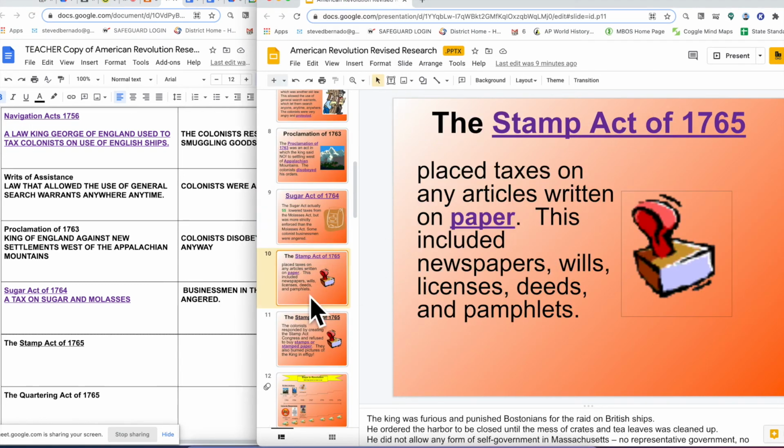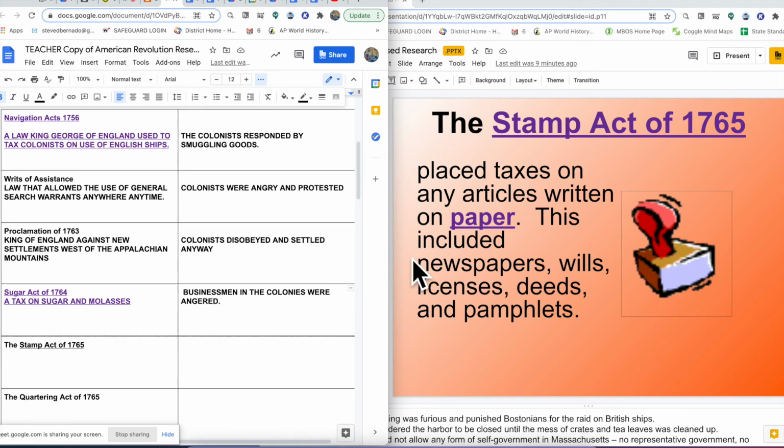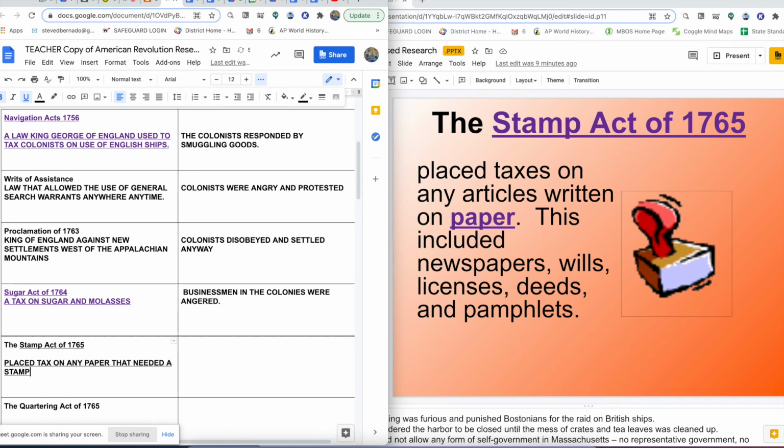The Stamp Act. What was the Stamp Act of 1765? The Stamp Act placed taxes on any articles written on paper. This included newspapers, wills, licenses, deeds, pamphlets, anything with paper. If you had to put a stamp on it, you have to pay a tax. More taxes.